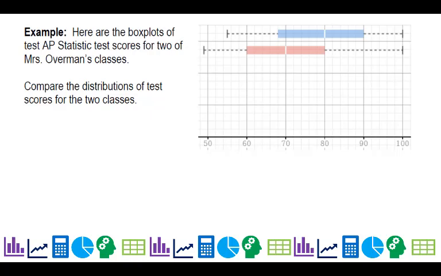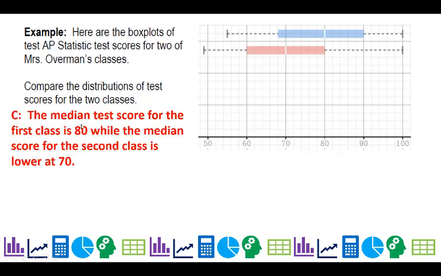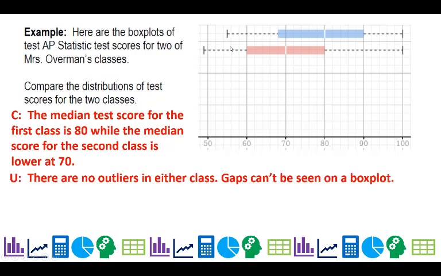Now let's compare the box plots for the test scores for two of my AP statistics classes. We'll start with center, so we're doing CUS. The median test score for the first class is about 80, and you can see for the second class it's considerably lower at 70. There are no outliers in either class, so I have the box plot turned on, so outliers would be marked with a little X or a dot. Unfortunately, we can't see gaps on a box plot, so we can't speak to that. If we had a histogram or some other dot plot or other display, we could check that for gaps.